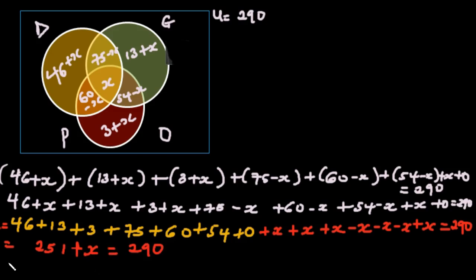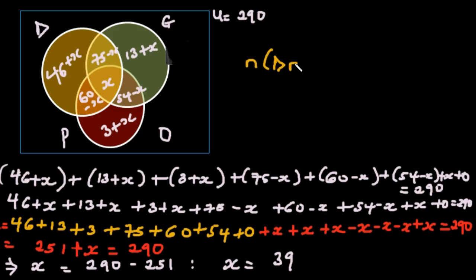So that leaves us to collect like terms again. I have my x equals to 290, this 251 will jump the equality sign. If it jumps, it changes sign, then becomes minus 251. So my x will be equal to 290 minus 251 is 39. Voila, we have our x. So what we are saying is that our number of D intersection G intersection P is now 39. Halfway gone. We now know the value of this to be 39.